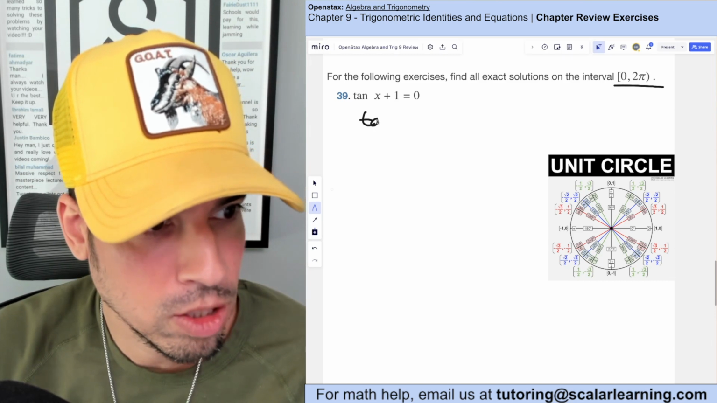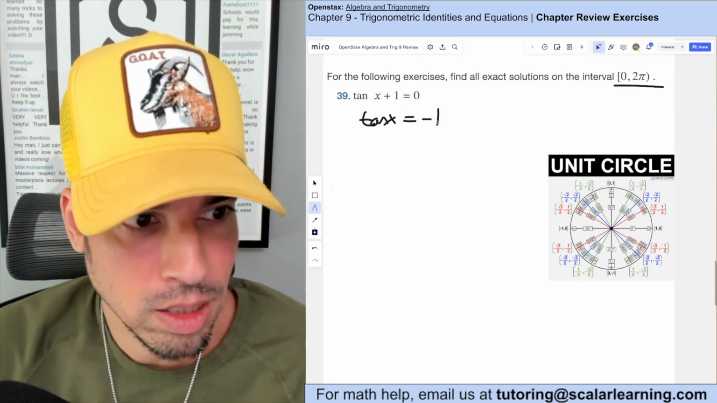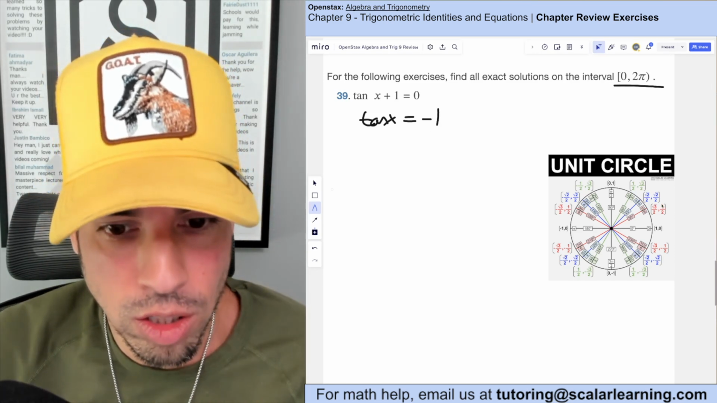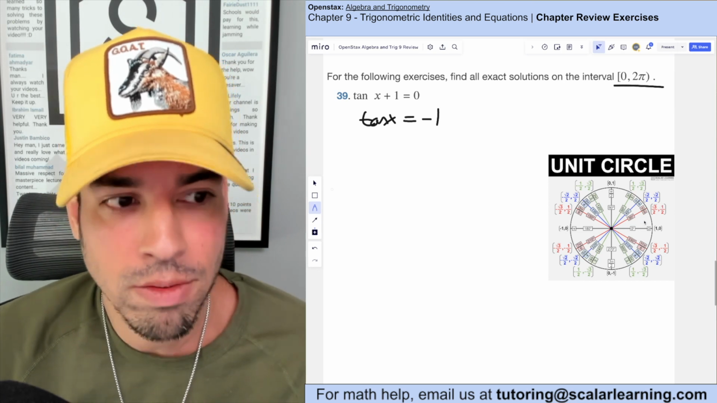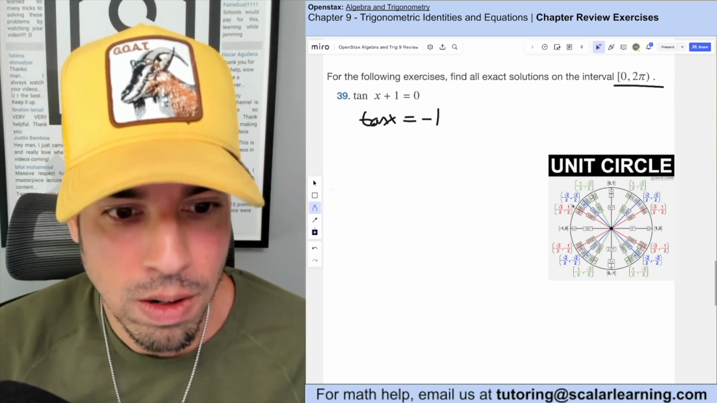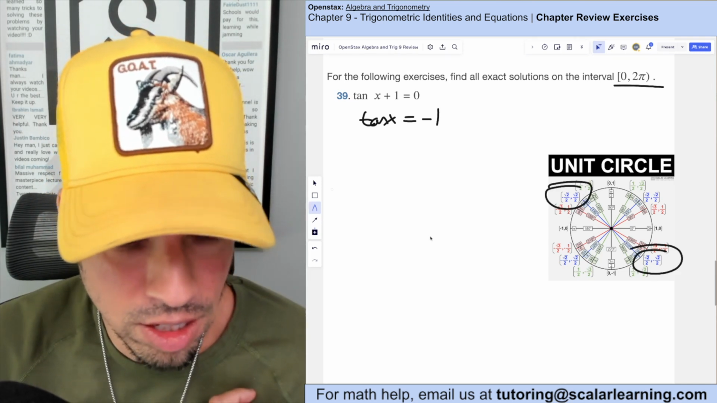So what I'm going to do is subtract 1 from both sides to start. Now what this is saying is, when is tangent of x equal to -1? Tangent occurs on the unit circle when you have y divided by x. So when is y divided by x equal to -1? Well, it's when they're the same, but they have different signs. So I see that here and I see that here, right?